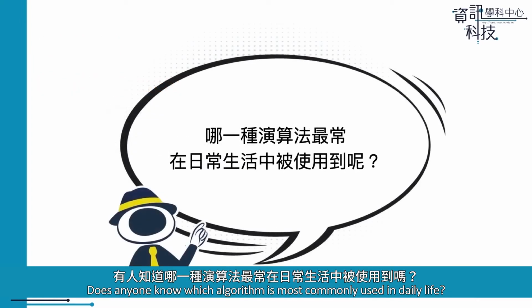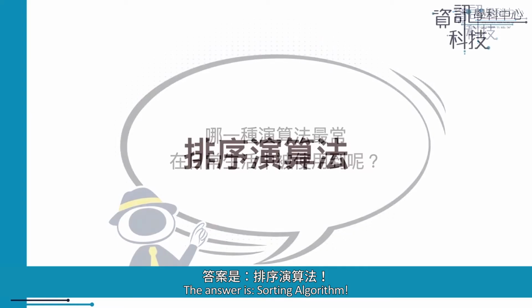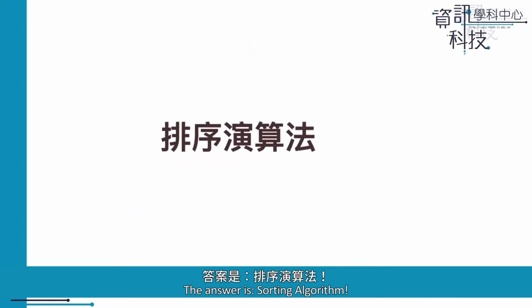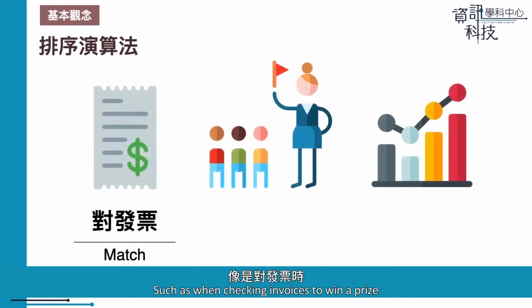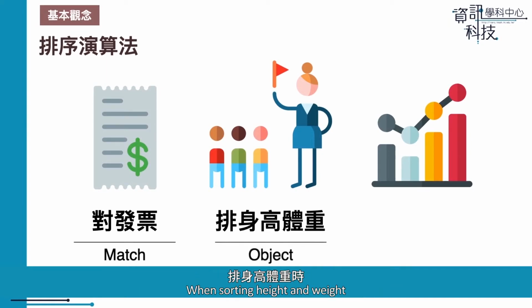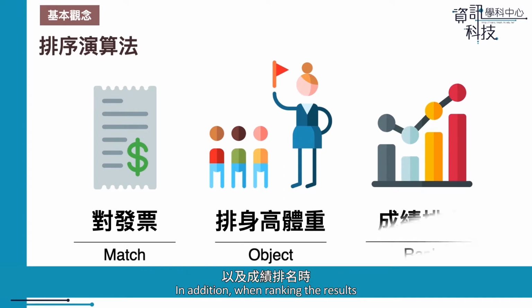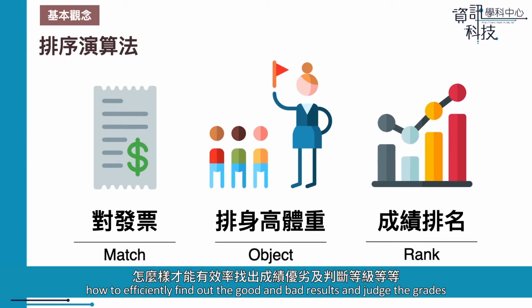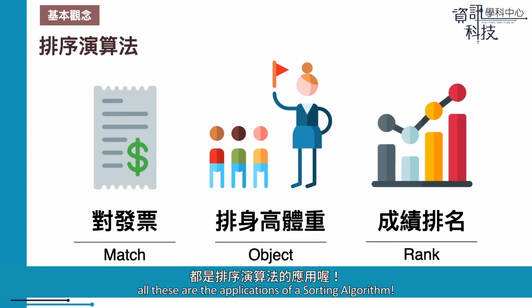Does anyone know which algorithm is most commonly used in daily life? The answer is sorting algorithm. Such as checking invoices to win a prize, to efficiently and accurately match the numbers to win. When sorting height and weight, how to efficiently find out the target who is tall, short, fat, thin, or meets your requirements. In addition, when ranking the results, how to efficiently find out the good and bad results and judge the grades. All these are the applications of a sorting algorithm.